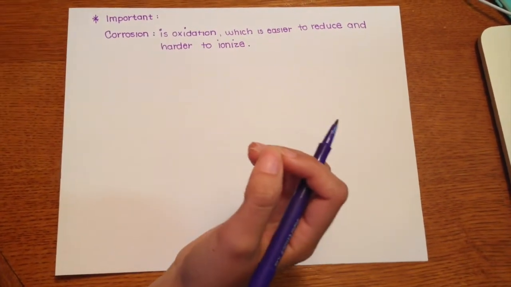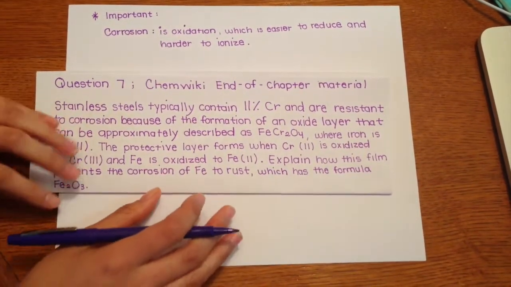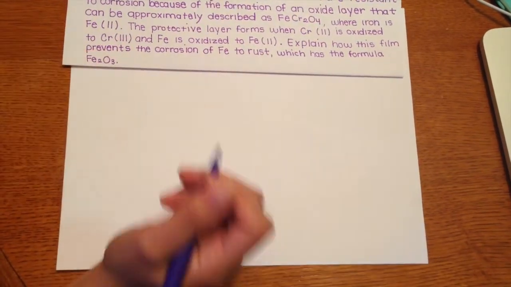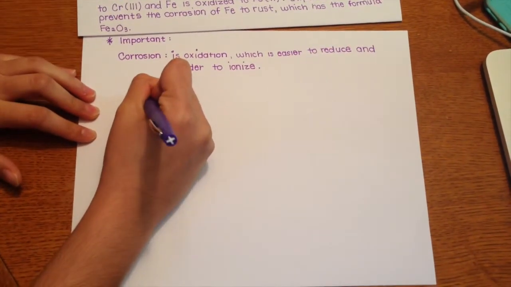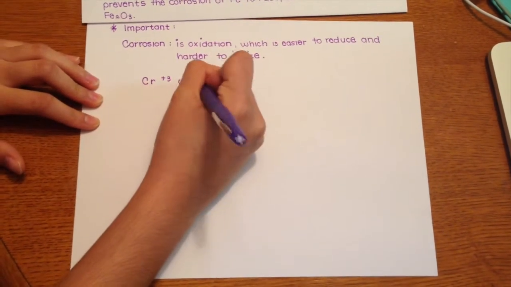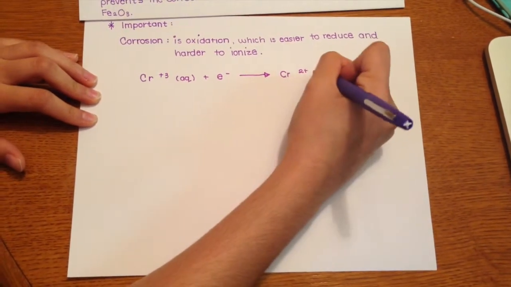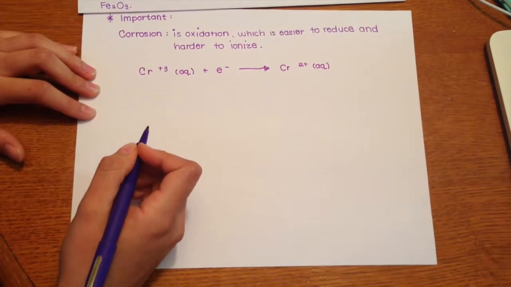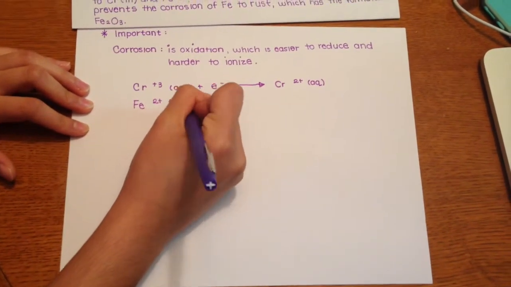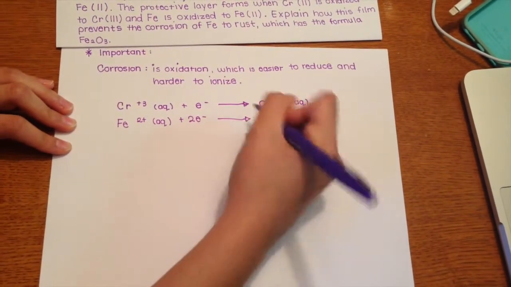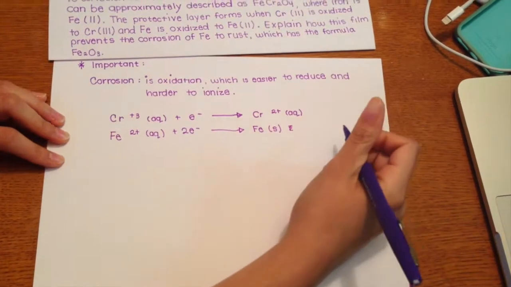First of all, I'm going to go back to the question, which describes the protective layer to us, how it forms. So I'm going to write that down for you guys. It forms when Cr2+ is oxidized to Cr3+. I'm going to write this out for you guys. Cr3+ aqueous plus e- yields Cr2+ aqueous. The other one says Fe is oxidized to Fe2+. So Fe2+ aqueous plus 2e- yields Fe solid.